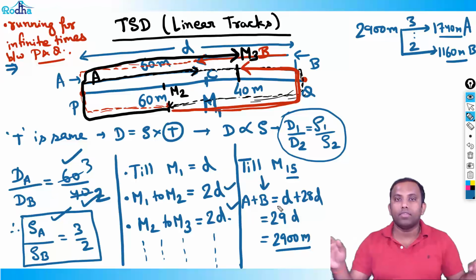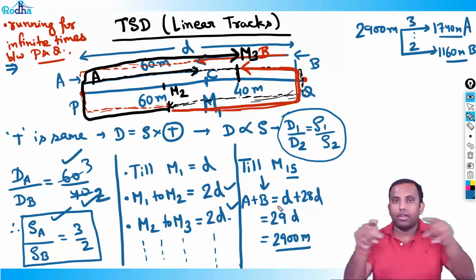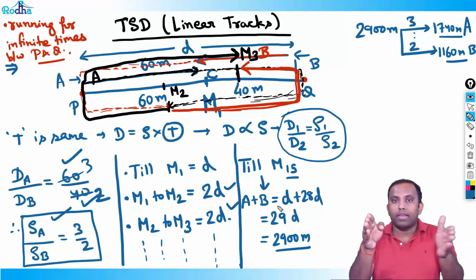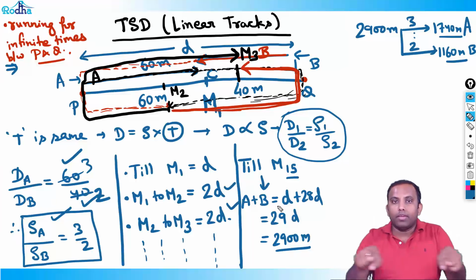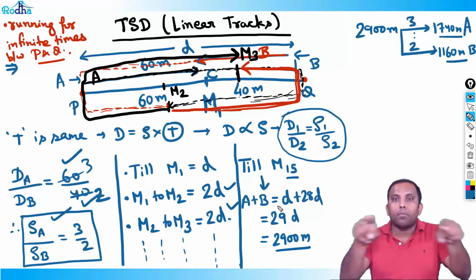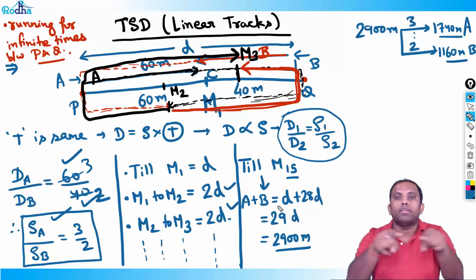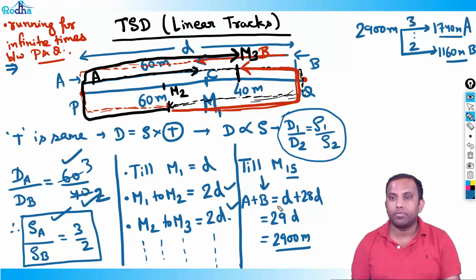Then second point, after the first meeting M1, if they continue their path and keep running for infinite times between these two ends, what will happen now? B has come from here and A has come from here to here. A continues its path and B continues their path. So for the next meeting point, they have covered a combined distance of 2D. Then again from M2 to M3, again combined distance of 2D. So 2D every time is the concept here. Okay, let's do this question.